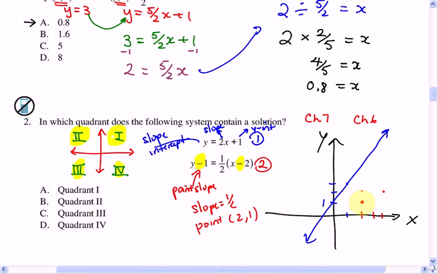Okay. You can also go 1 down, 2 to the left. And then I'm going to graph this line, and hopefully now you'll know where they intersect.